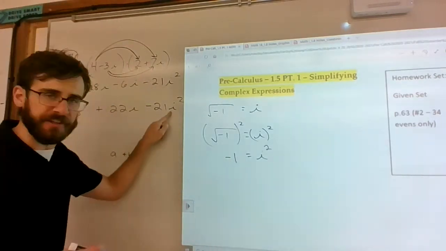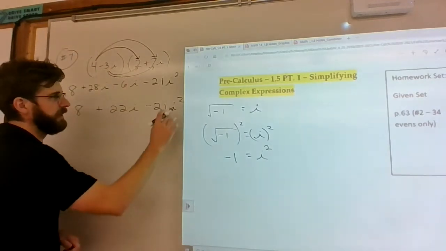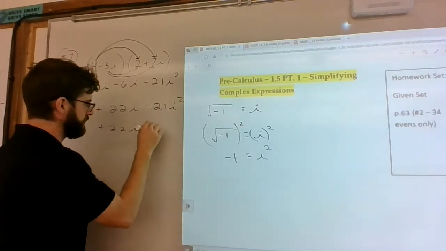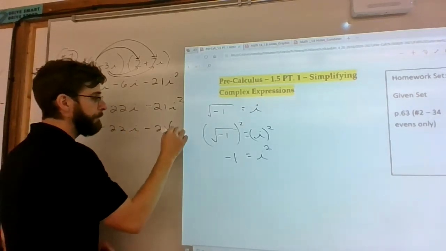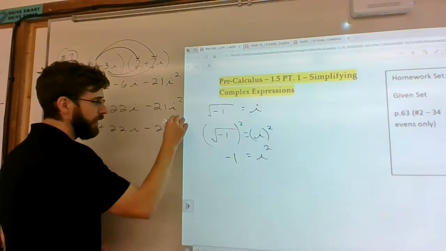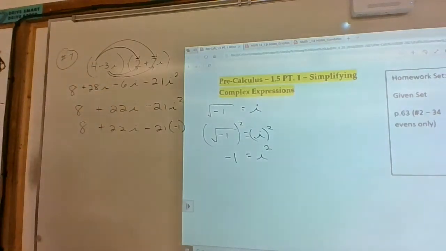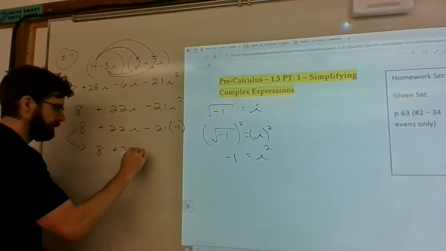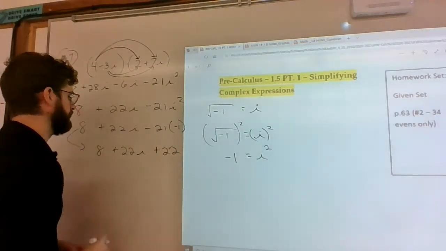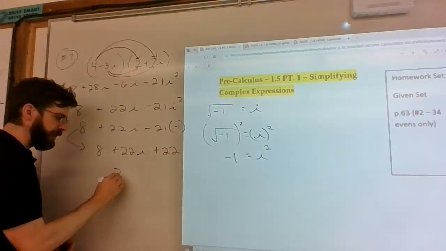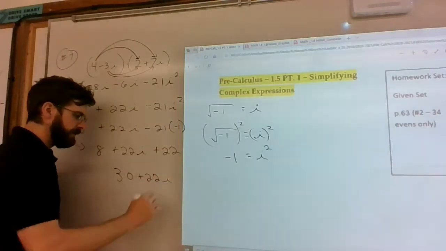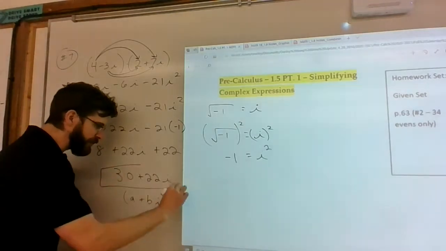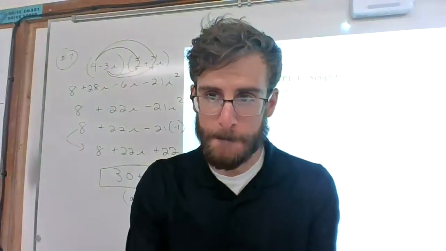So we can go back into this expression and rewrite 8 plus 22i minus 21i squared as, same thing here, minus 21 times negative 1, which gives us positive 21 right here. Plus 21. Combine the 8 and the 22 and you get 30 plus 22i. So we successfully put it in the a plus bi format, and all is well in the complex universe.